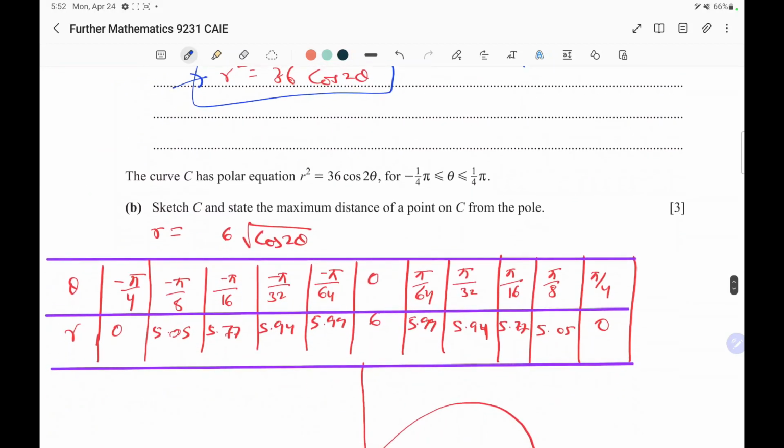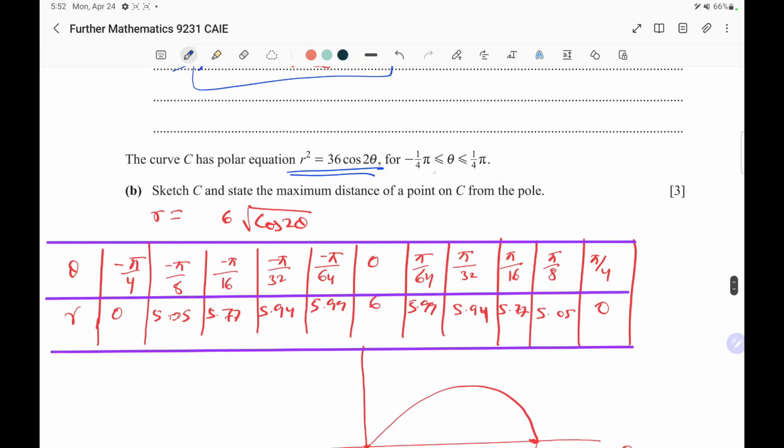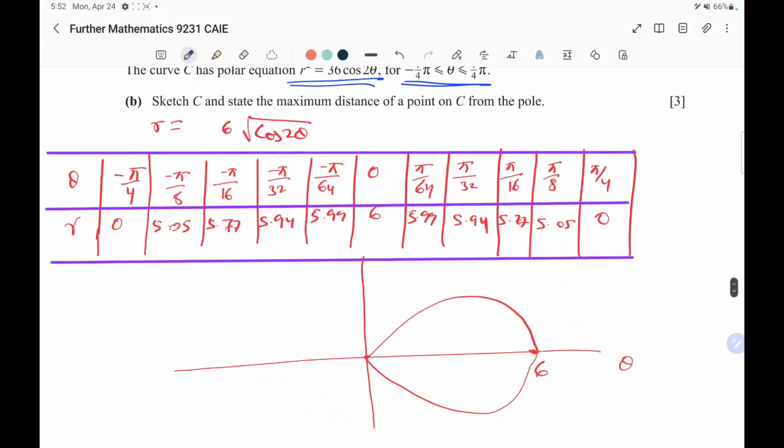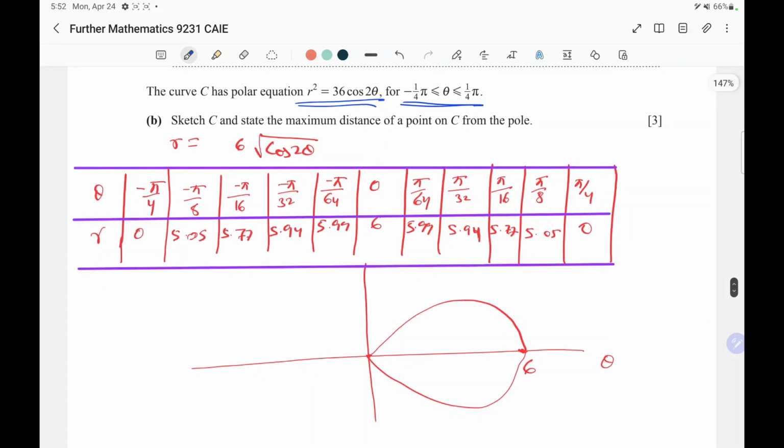Now curve C has this equation, and the angle is minus pi by 4 to pi by 4. Sketch C and state the maximum value of the distance of a point on C from the pole. So r square is 36 cos 2 theta. Apply the root, then you will get r is 6 root of cos 2 theta. We need to find the coordinates of r comma theta, or theta comma r.